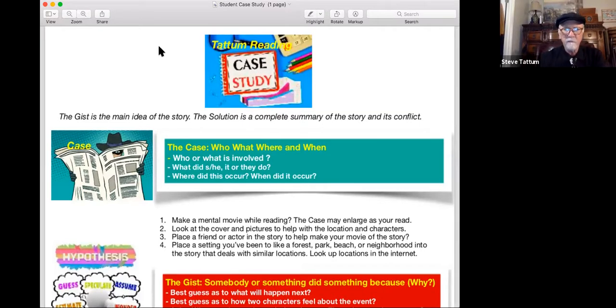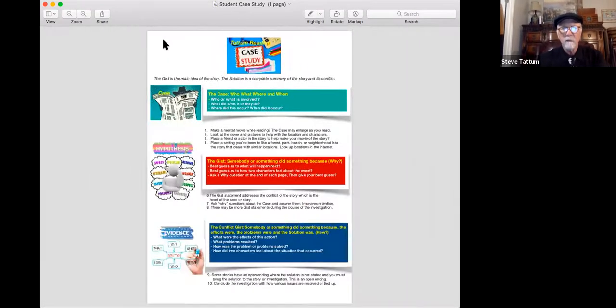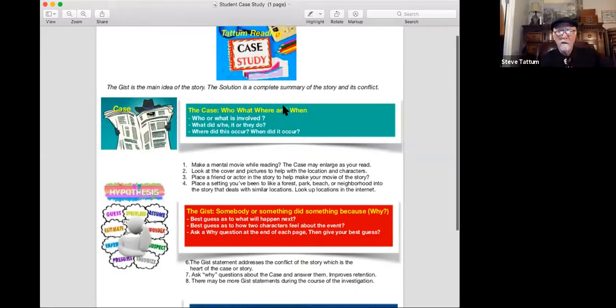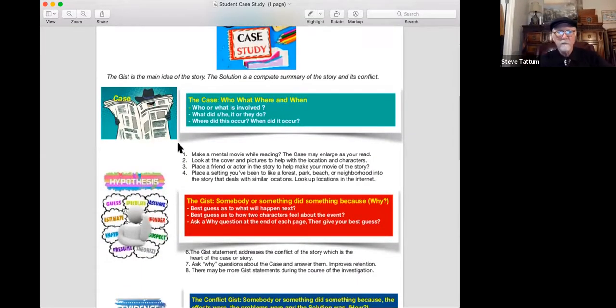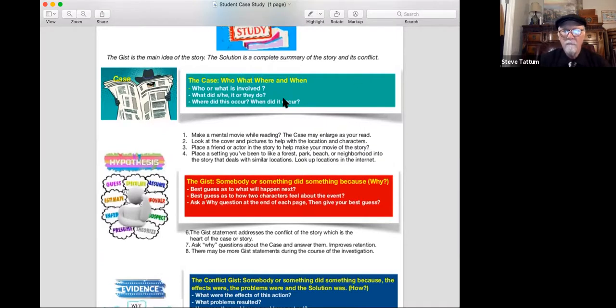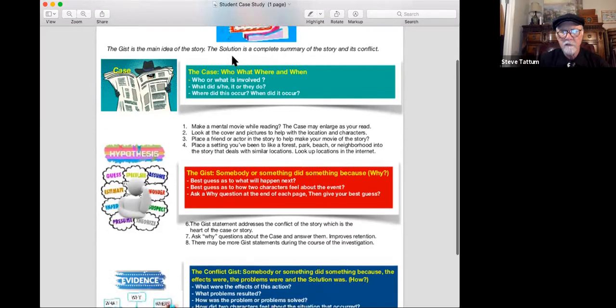Now the student version, this is what the student has in front of them. So we point out the gist is the main idea of the story. The solution is a complete summary of the story. Wait a minute. Okay. All right. That should be the conflict is a complete. I'll need to make a change. You initially called it solution gist.